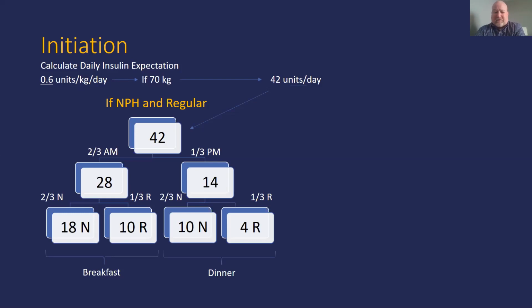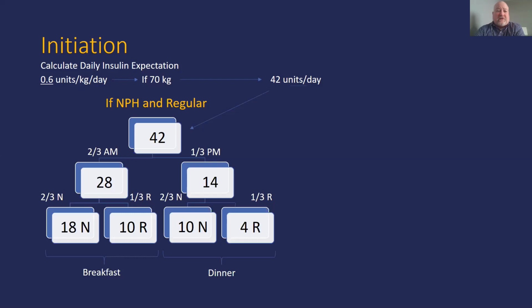The evening dose, we're going to give 14 units in the evening, 2/3 of it. If I'm rounding, I'll come up with about 10 units of N and 4 units of R. And this dose is not exact. It should just be a safe place to get things started.